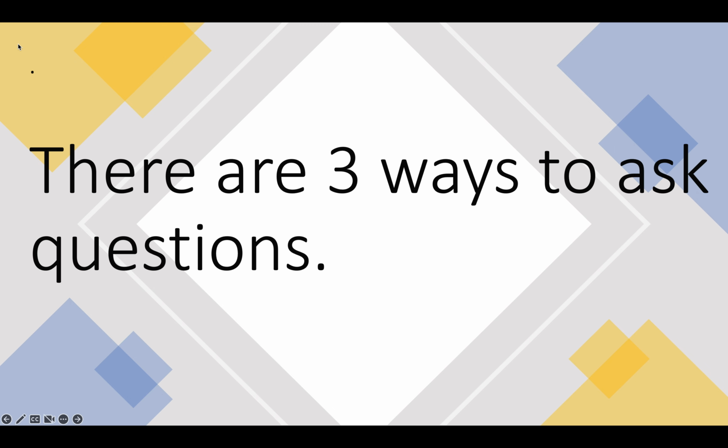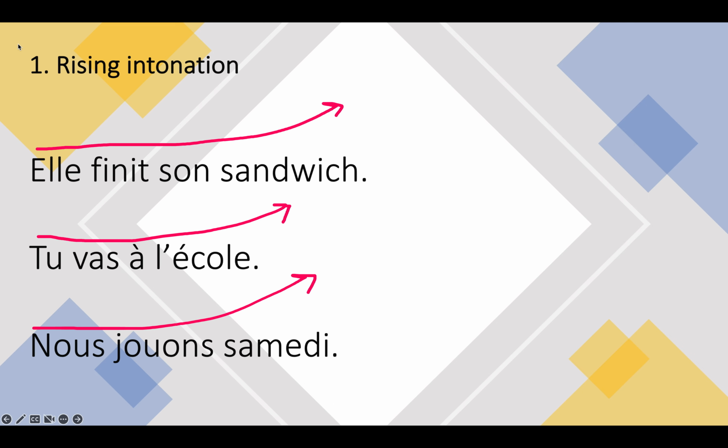You can say, I am sad. You eat bananas. She finishes her sandwich. One way to turn it into a question is just to use rising intonation with our voices. I am sad? She's eating a sandwich? You go to school? So look at these sentences.